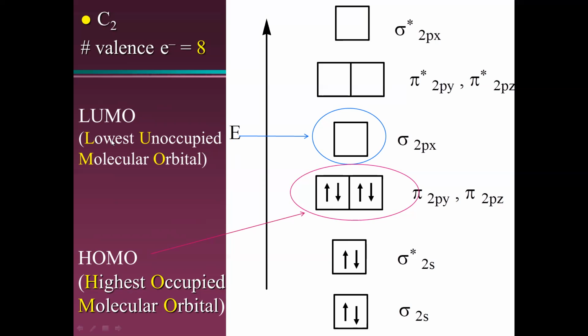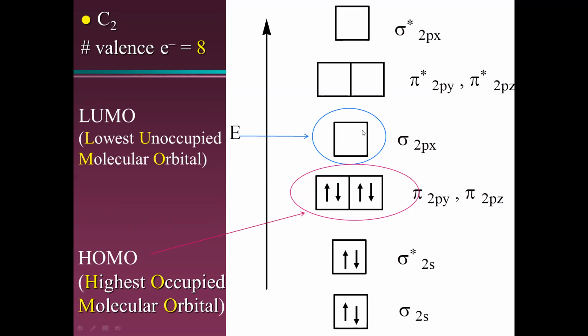And LUMO means lowest unoccupied molecular orbital. All these orbitals are unoccupied, right? Unoccupied means no electrons are there. Among those orbitals, which one has the lowest energy? Of course, this one. This one's energy is higher than this, and this is higher than this. This orbital has the lowest energy among the unoccupied orbitals. This is why this is LUMO.